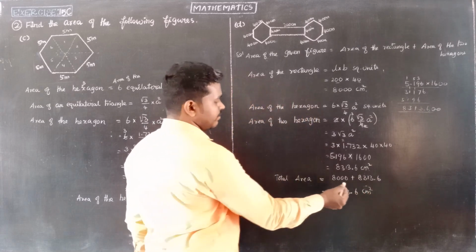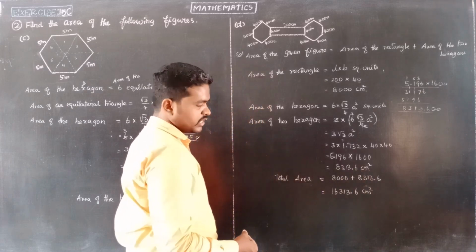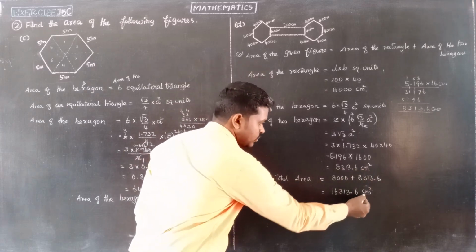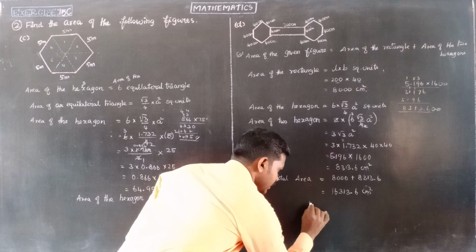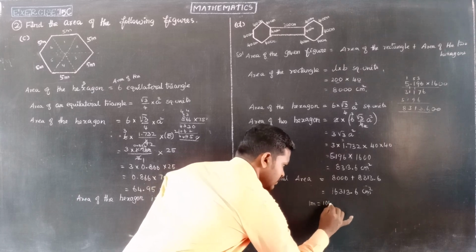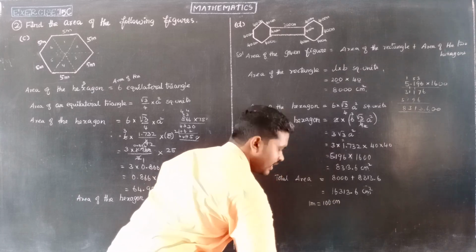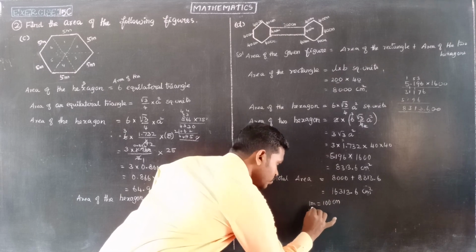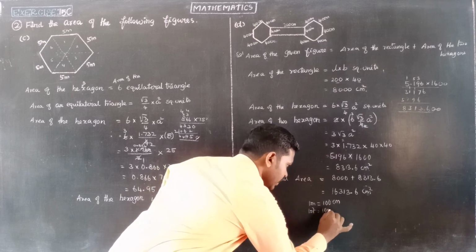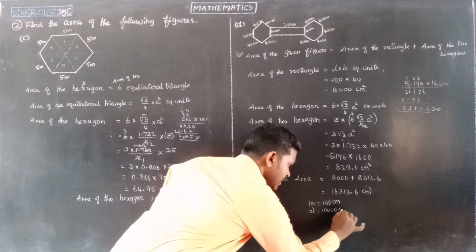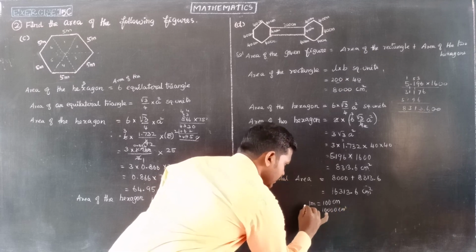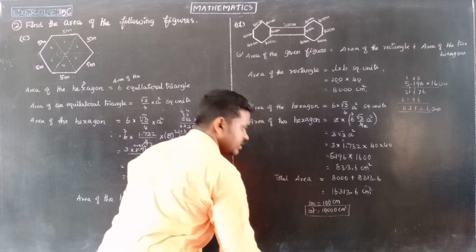Now we change the area from centimeter square to meter square. 1 meter is equal to 100 cm. So 1 meter square is equal to 100 squared, which is 10000 centimeter square.